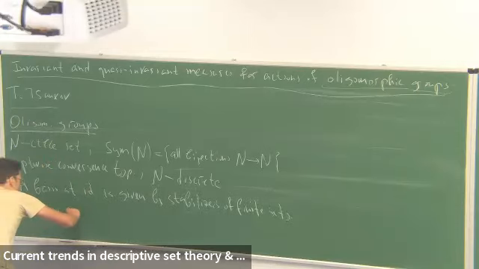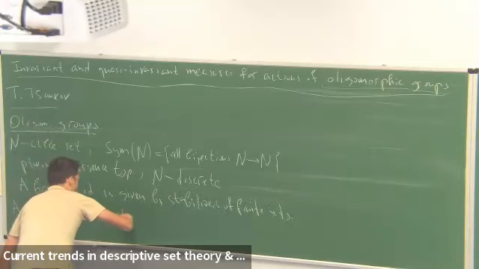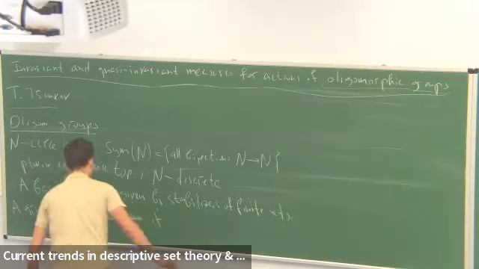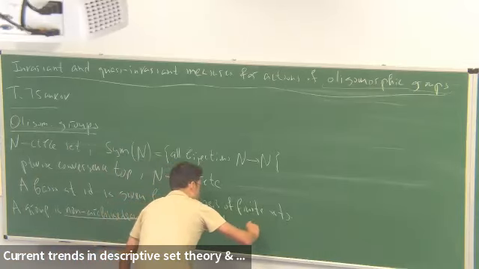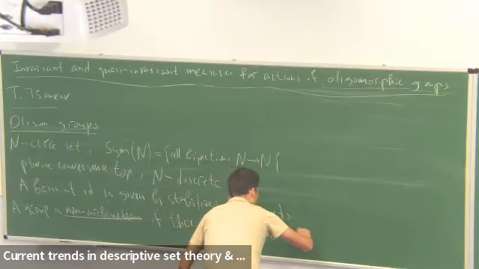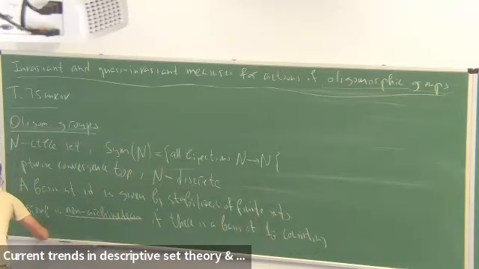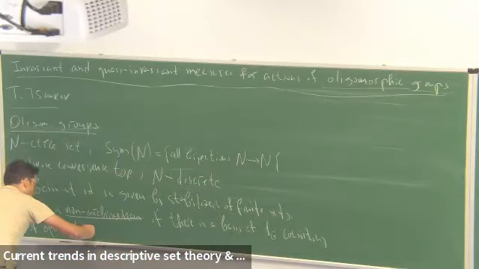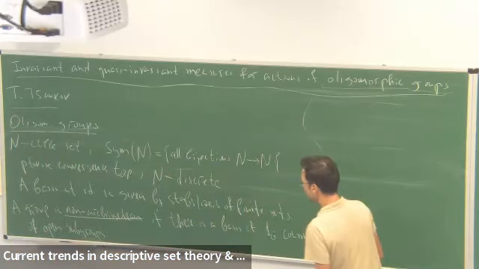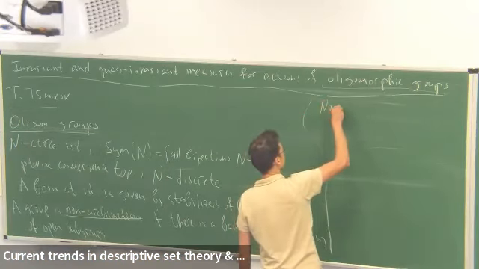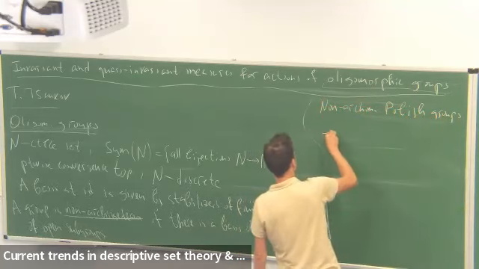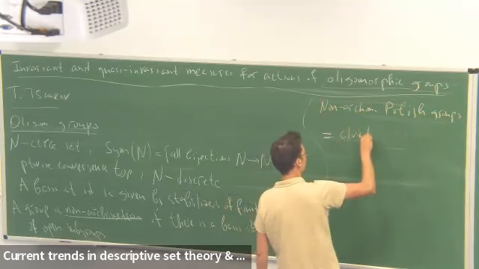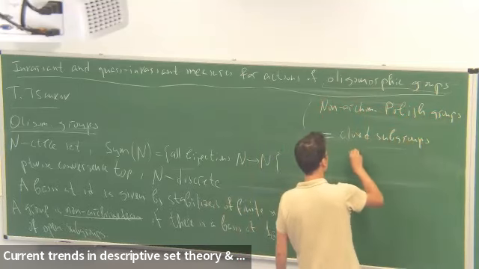The group is non-Archimedean if there is a basis at the identity consisting of open subgroups. Then it is a simple and well-known fact that non-Archimedean Polish groups are exactly the same thing as closed subgroups of the infinite permutation group.